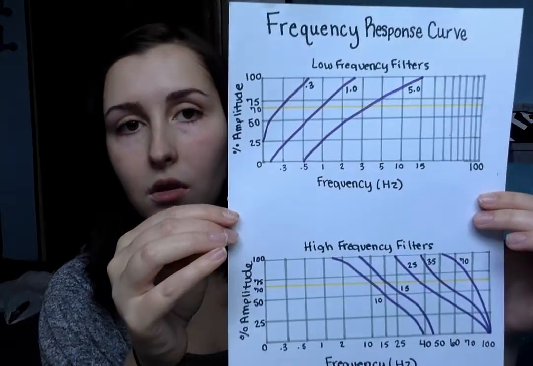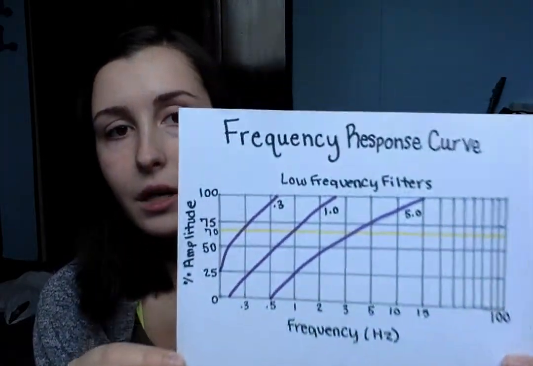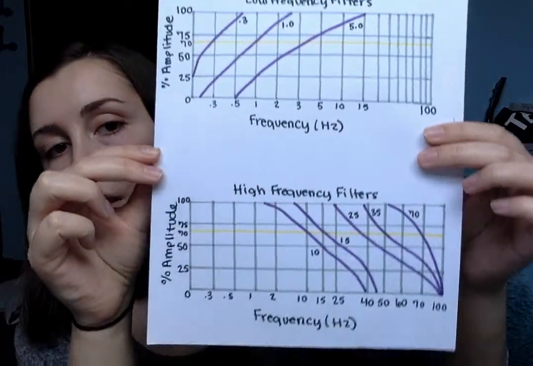So on the graph, the y-axis shows the amplitude in percent, and the x-axis shows frequency in hertz. So the one that I drew looks like this, and the top one is going to be the low frequency filters, and the bottom one is the high frequency filters. And after looking at the notes and listening in on the Zoom meeting, I have a better understanding of how to calculate it when I'm given a question. So it's definitely a lot easier in that sense.